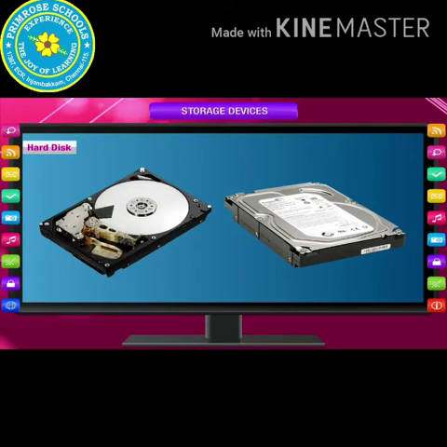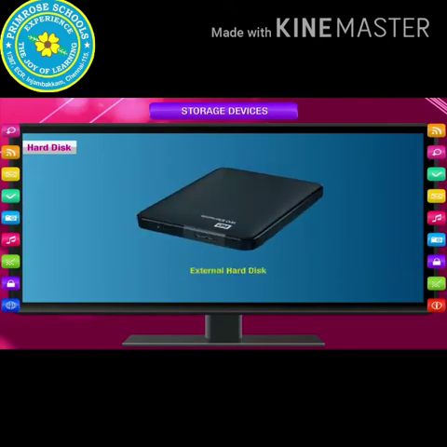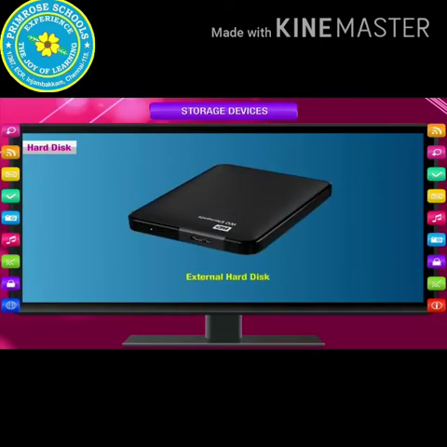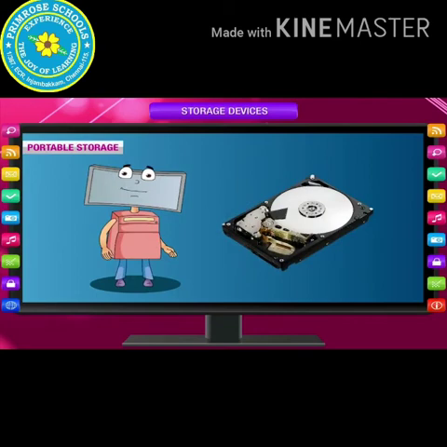Nowadays, 1 TB to 2 TB hard disks are commonly used in PCs. The hard disk acts as the main storage device. External hard disks are also available in the market to transfer bulk amount of data. Portable storage. Besides the hard disk, all the other storage devices are portable, in which you can carry data and programs anywhere.